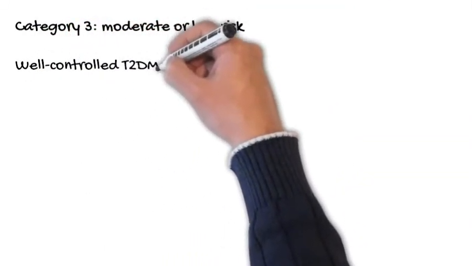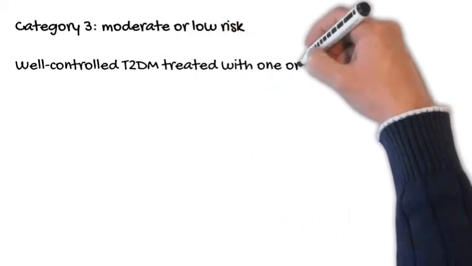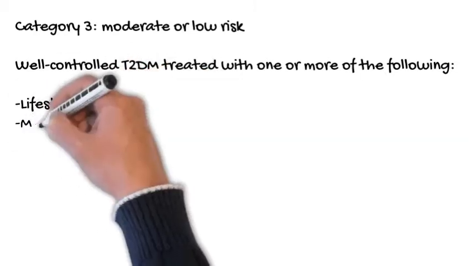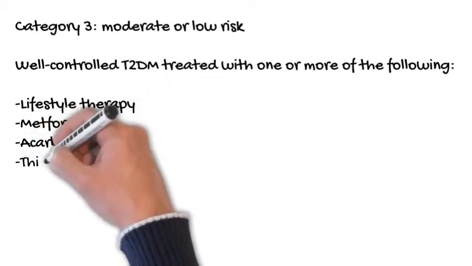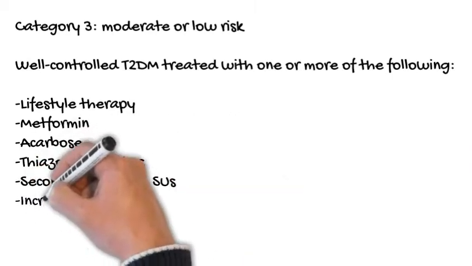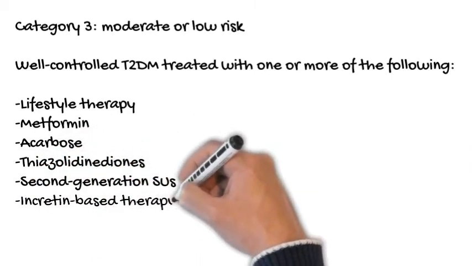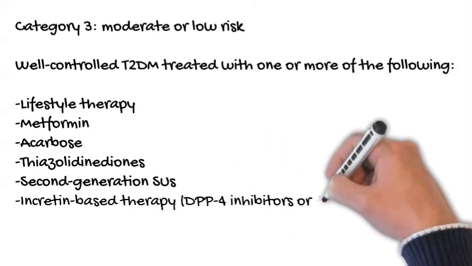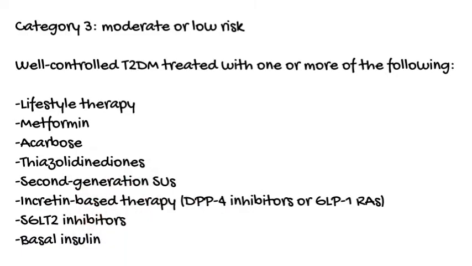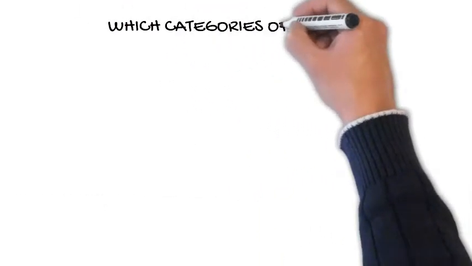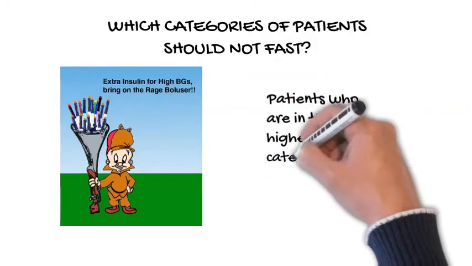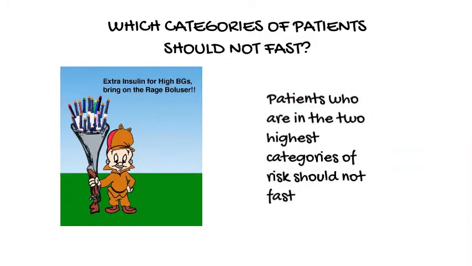Well-controlled T2DM treated with one or more of the following. Lifestyle therapy. Metformin. Acarbose. Thiazolidinediones. Second-generation SUs. Incretin-based therapy, DPP4 inhibitors or GLP-1 agonists. SGLT2 inhibitors. Basal insulin. Which categories of patients should not fast? Patients who are in the two highest categories of risk should not fast.